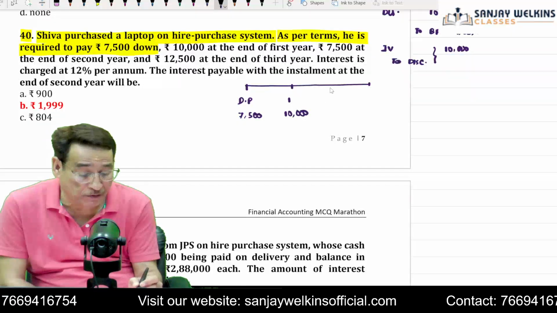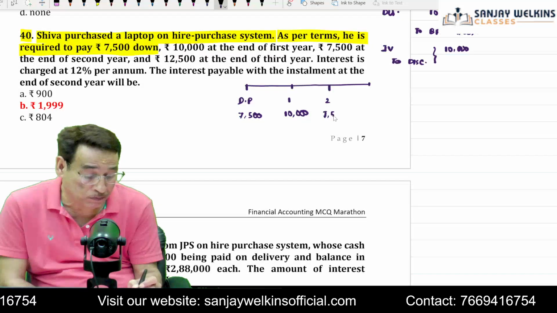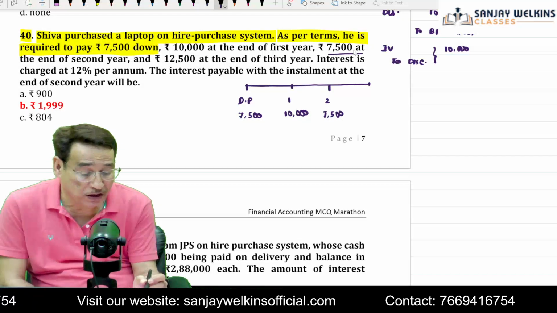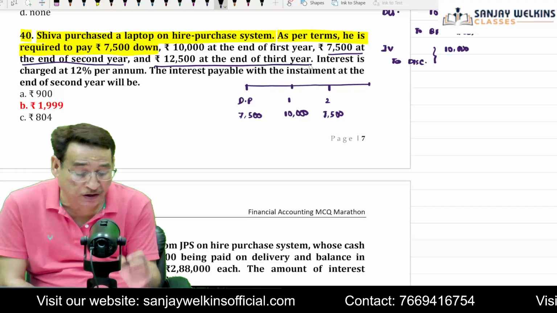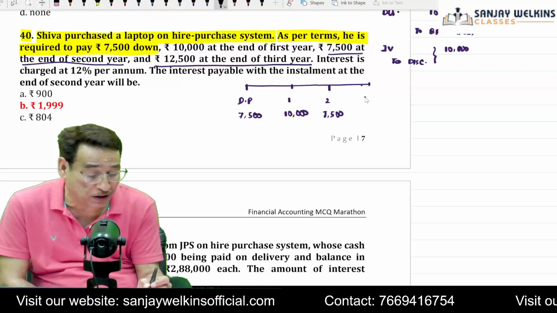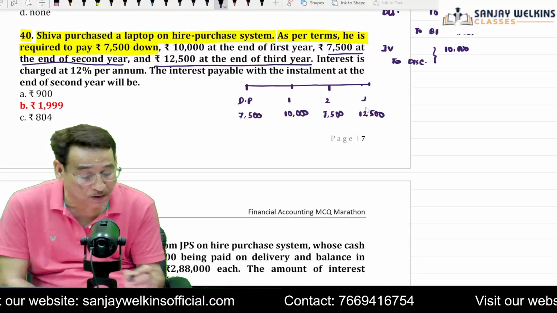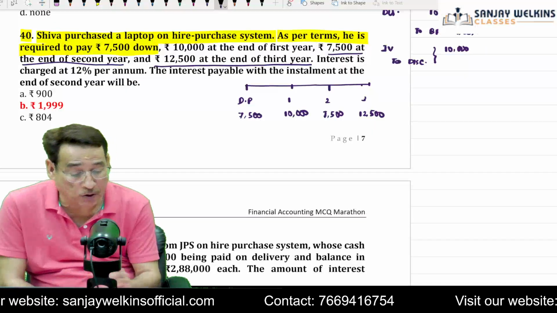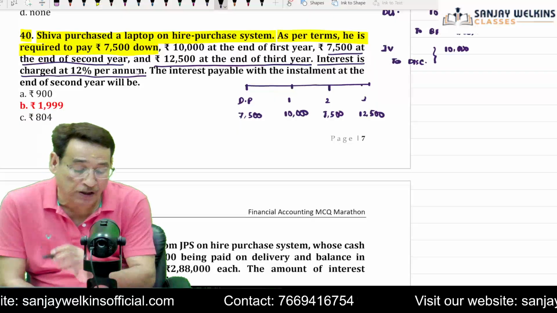Then 7,500 he is supposed to pay at the end of the second year, and 12,500 at the end of the third year. So at the end of the third year, he is supposed to pay 12,500. This is the scenario in this particular question. Further, it is given interest is charged at 12% per annum.